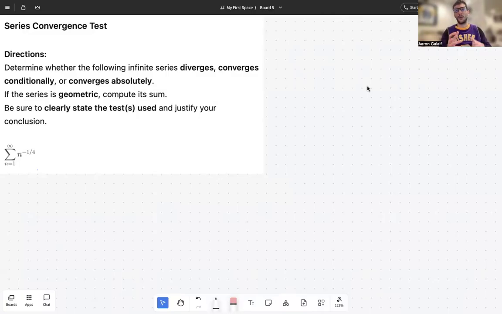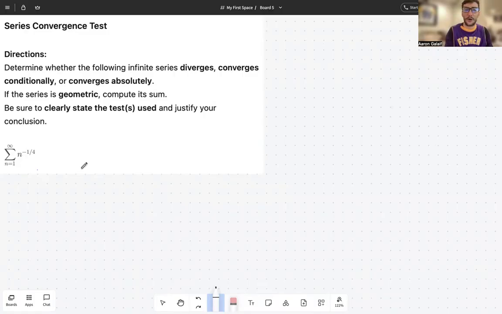Hello. In this video, we're going to do a Calc 3 problem. Here, we're going to apply a series convergence test to determine if our given function is going to converge or diverge. All right. So the first thing we're going to do is look at the problem. The thing we are given is this summation formula right here.